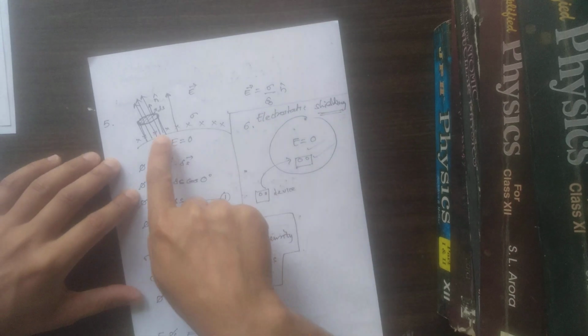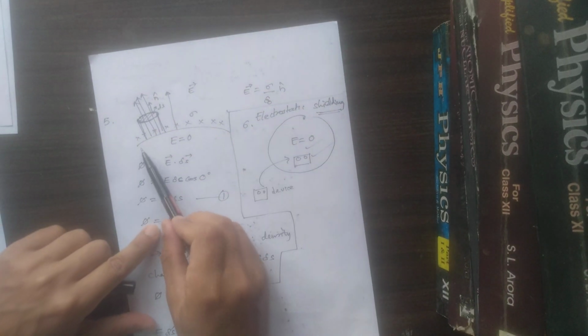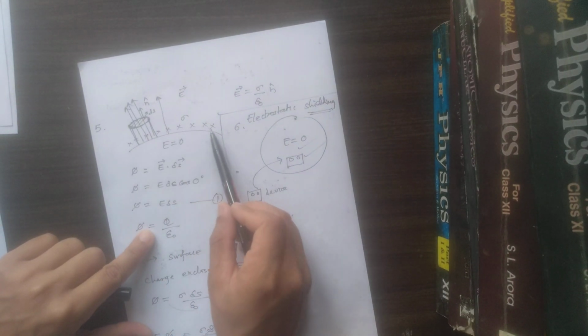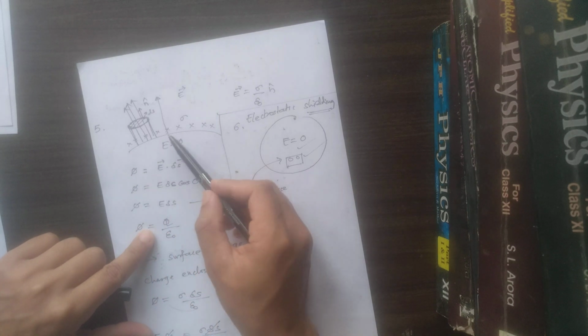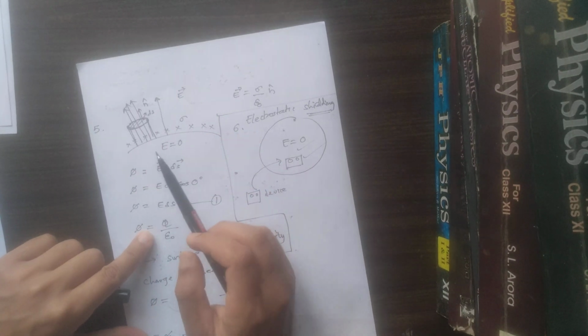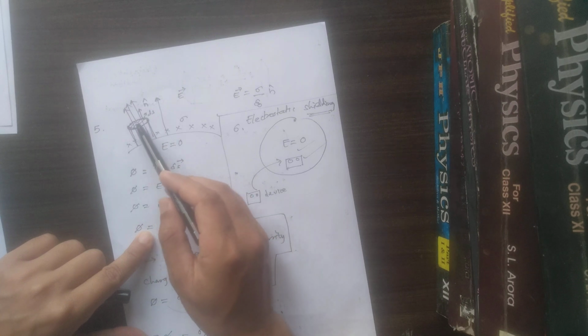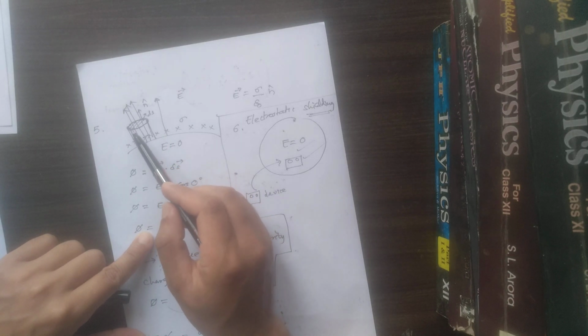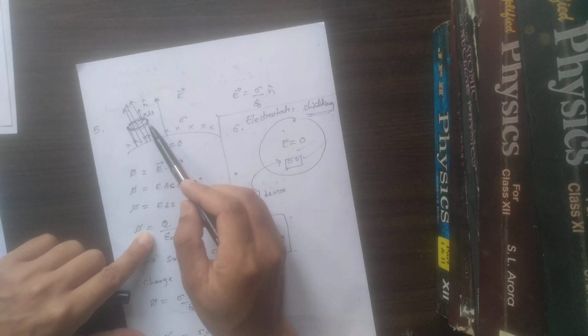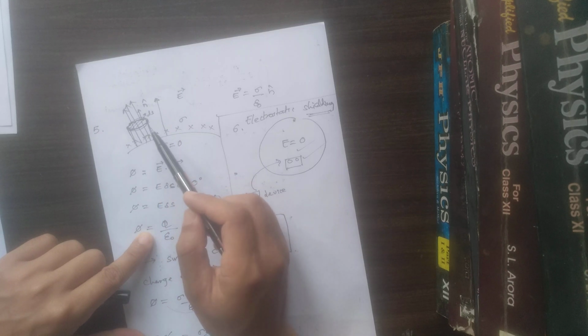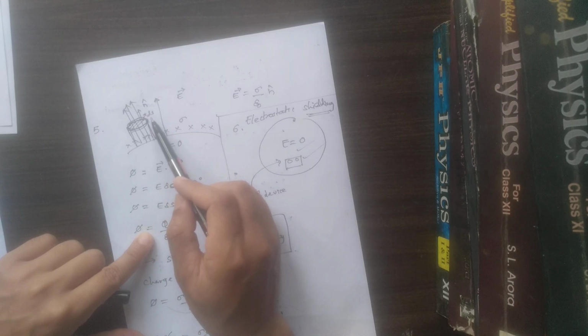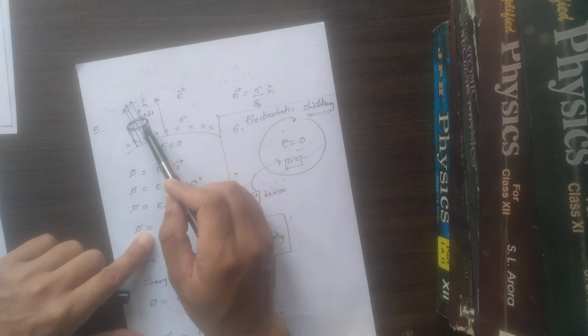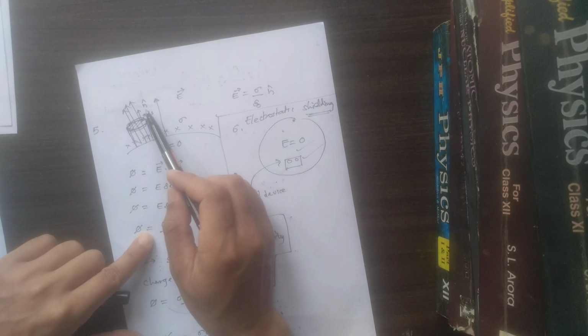If I have a conductor, the charge resides on the surface, and the electric field is normal to the surface. Now I consider a Gaussian surface enclosing some charges, and the electric field is normal to the surface and also normal to the Gaussian surface. The cross-sectional area of the Gaussian surface is delta S, whose direction is again normal to the surface itself, given by n cap.